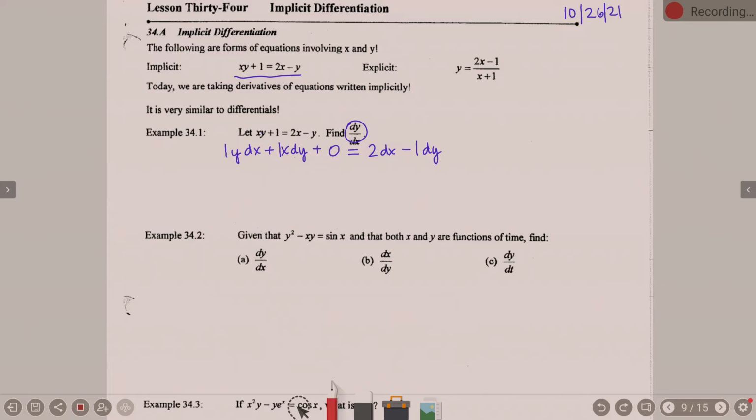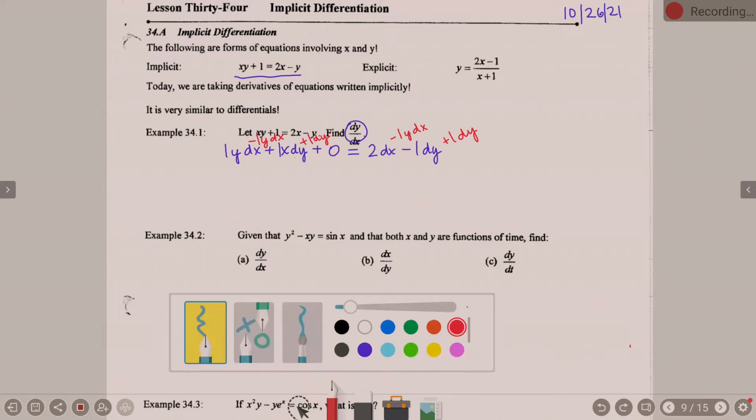How much help do you need from me on there? So if I'm going to keep my dy's on the left, that means I am going to have to subtract 1y dx to the right. So I'm going to subtract 1y dx to the right. dy is going to stay, 0 is going to be gone. On the right, 2dx is going to stay because I'm trying to get dx's on the right. Minus 1 dy. I'm going to add 1 dy to the other side because I'm trying to get dy's on the left. So write out what you have there.